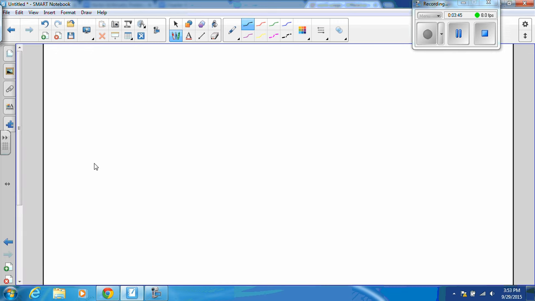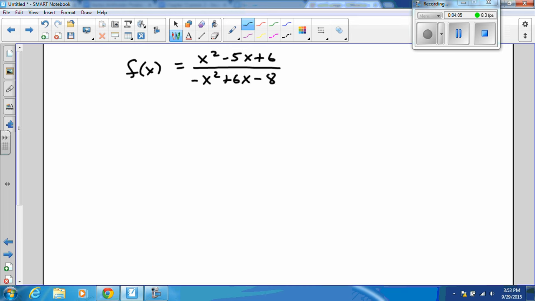I want to consider the rational function R of x is equal to, let's call it f of x actually. f of x is equal to x squared minus 5x plus 6 divided by negative x squared plus 6x minus 8. And we remember our plan from the previous page. We want the zeros of Q. We want the zeros of P. And then we want the limits at infinity.